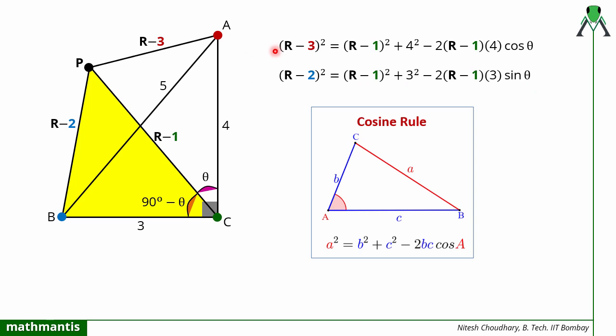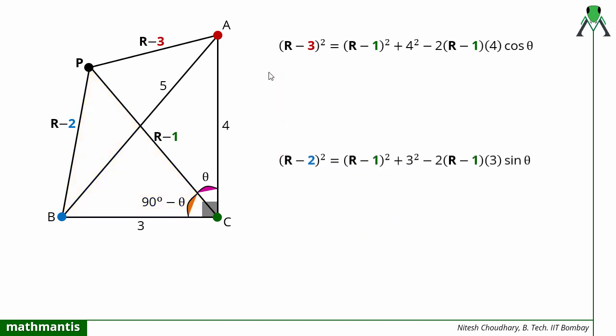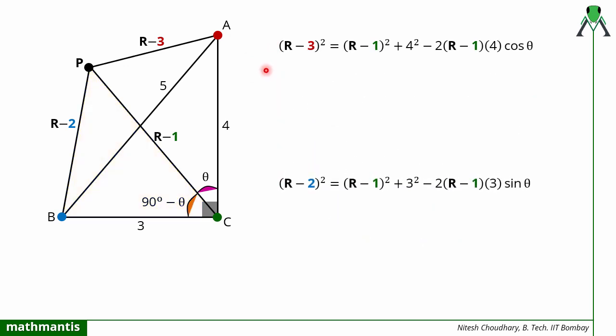So now I will use these two equations to find the value of R. So we can see that there are two variables, R and theta. So we have to eliminate one of the variables, then we can find the value of R. To do that, let me just simplify this expression.